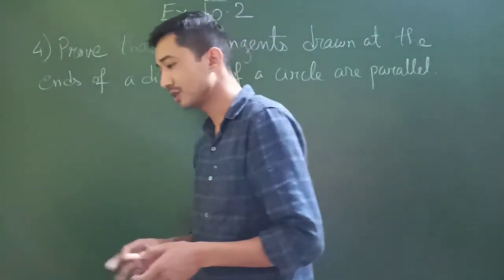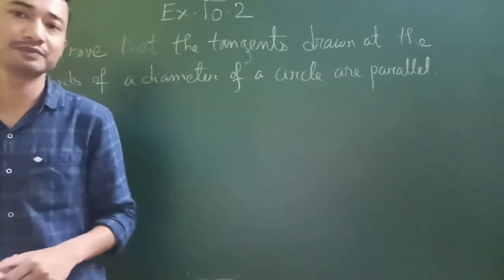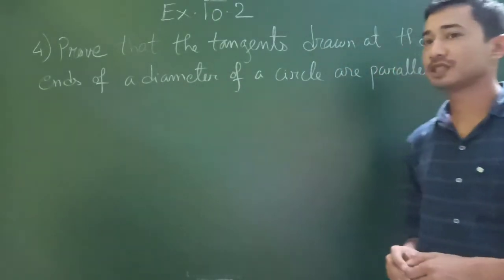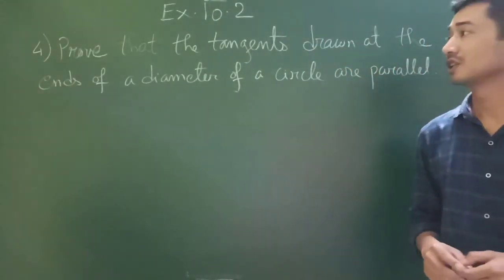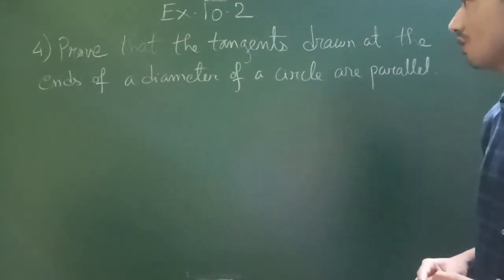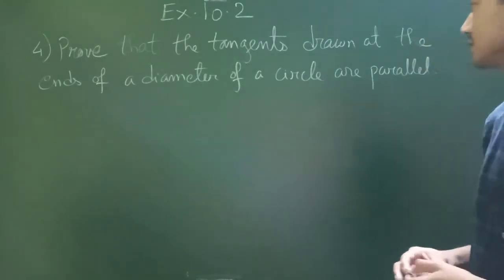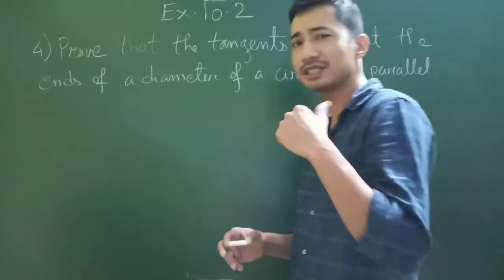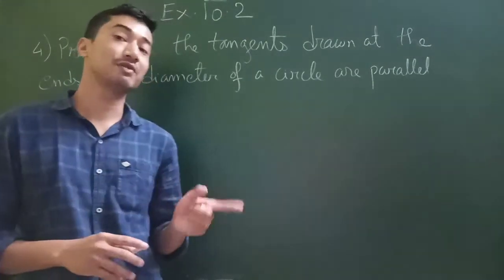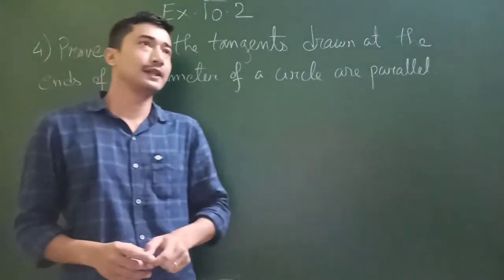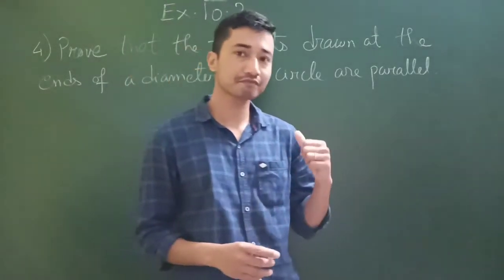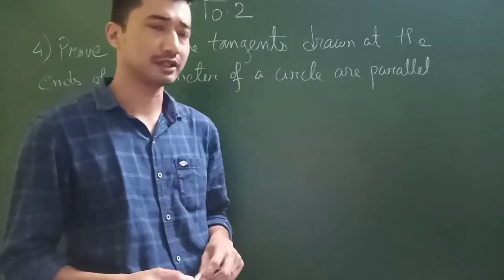That is exercise 10.2. Remember this question number 4 from the NCERT Mathematics class 10 textbook. Prove that the tangents drawn at the ends of a diameter of a circle are parallel. Actually, we proved this using one activity in the first video. If you're still unaware of that activity, please check the first video. You will come across that activity.